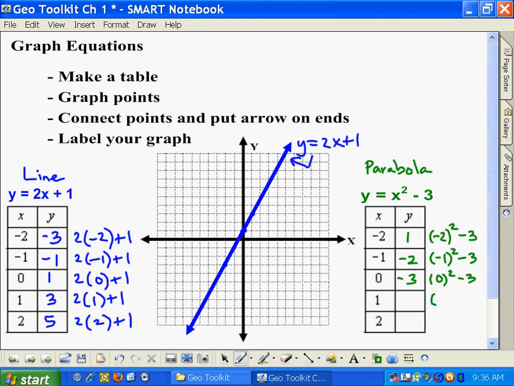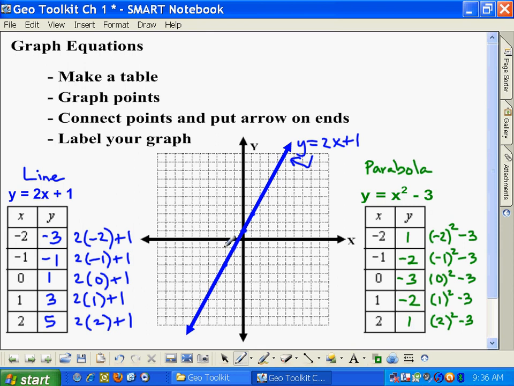Then we're going to take 1 and square it, and then subtract 3. So that'll be 1 minus 3, which is -2. And then we're going to take 2, square it, and subtract 3. So that will end up being 4, and 4 minus 3 is 1. So let's graph those points here.